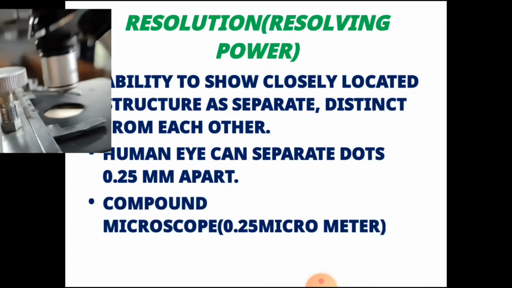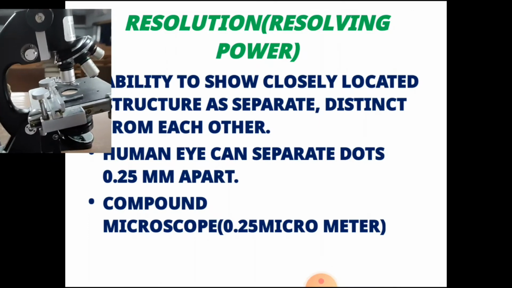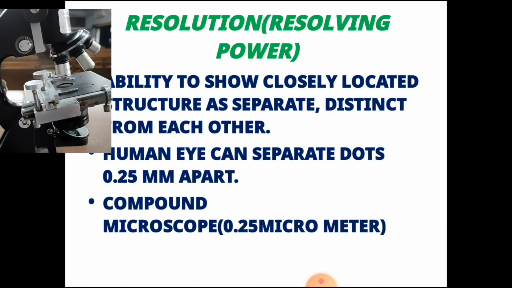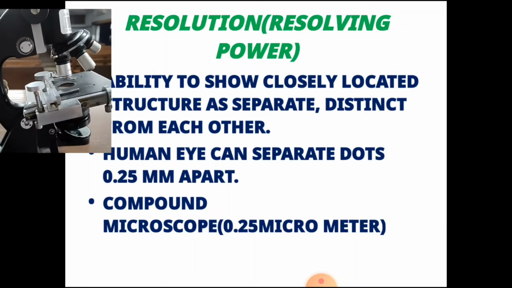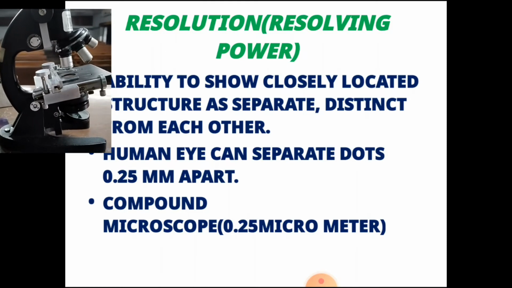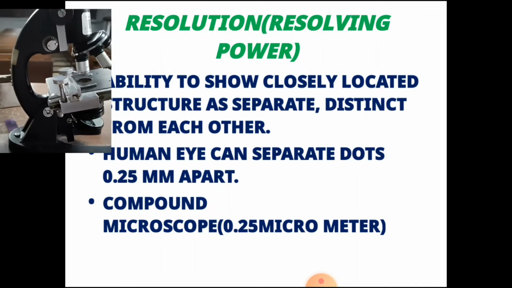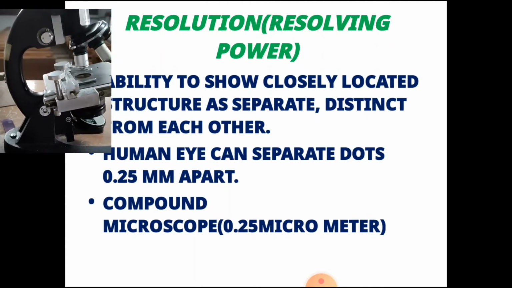A compound microscope can separate two dots which are located 0.25 micrometer apart. An electron microscope can separate two dots which are located 0.5 nanometer apart.